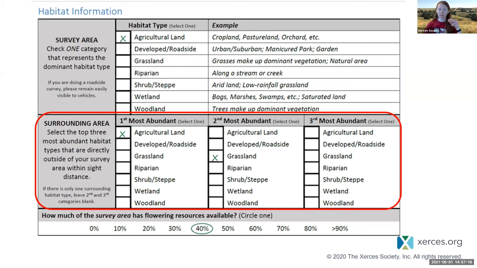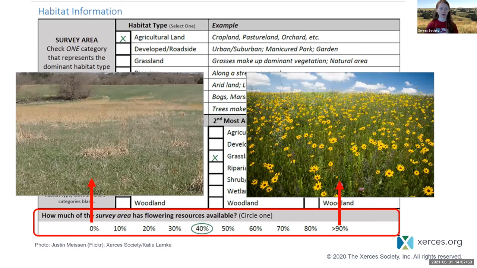Then you can select the top three most dominant surrounding types. So what kind of habitat is around you? Do you see crop fields adjacent to you? Do you see a riparian area, which is like a wooded bank along a stream or a creek? Do you see a wetland? Just mark the top three that are around you. If there's only one or two, you can leave the other ones blank. So you only need to fill out one of the most abundant surrounding types, but you can fill out up to three.